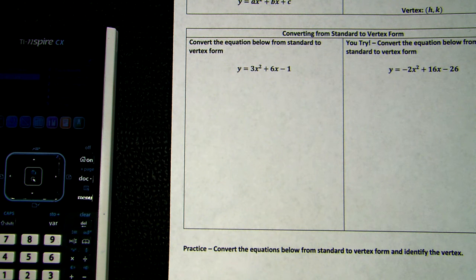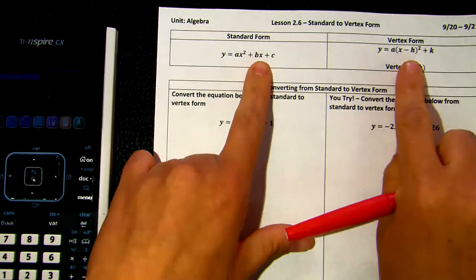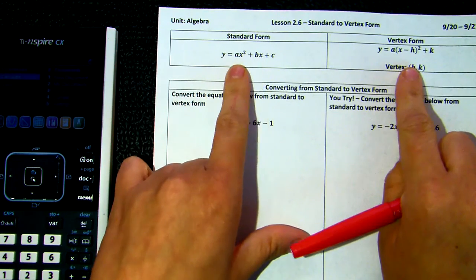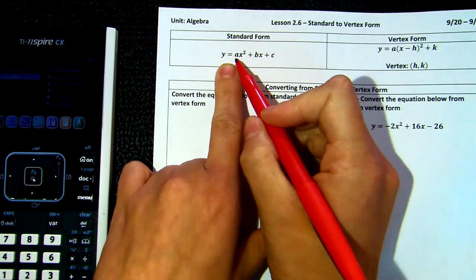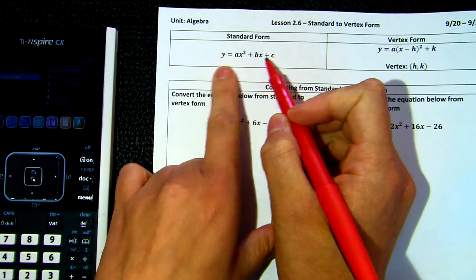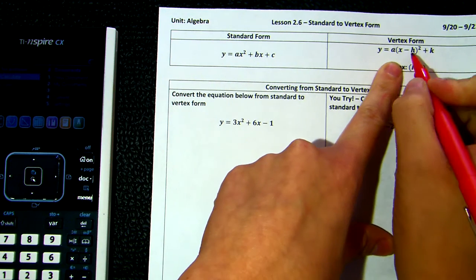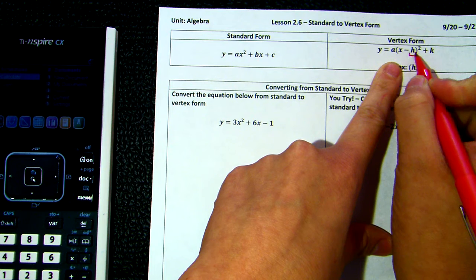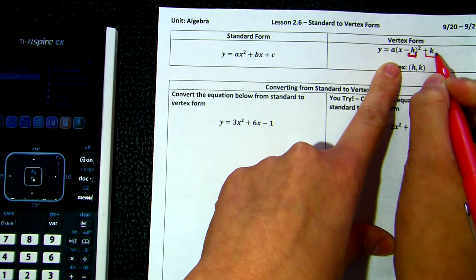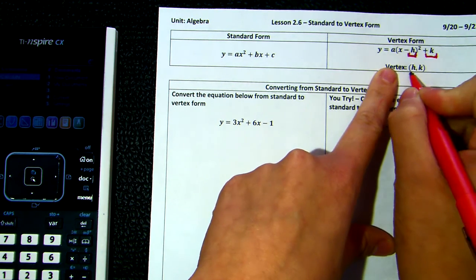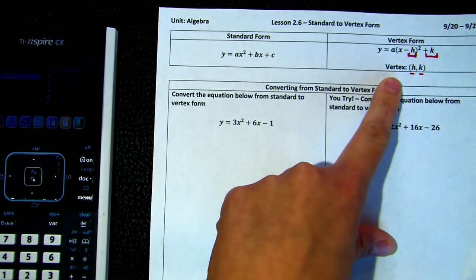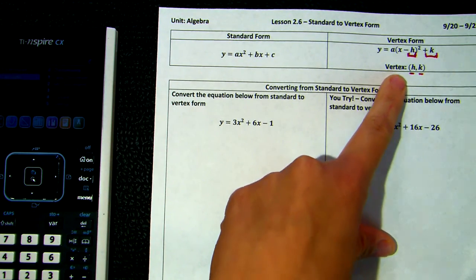So we are going to go through lesson 2.6, standard to vertex form. We did go over this last year, but I know it's been a while, so we're going to do a quick refresher here. We have two forms that our quadratic equation can be in. Standard form, which helps us identify our A, B, and C values, and then factor. And vertex form, which helps us identify our vertex, where H inside the parentheses and K outside the parentheses make up the X and Y value of our vertex. So vertex form helps us identify the vertex.